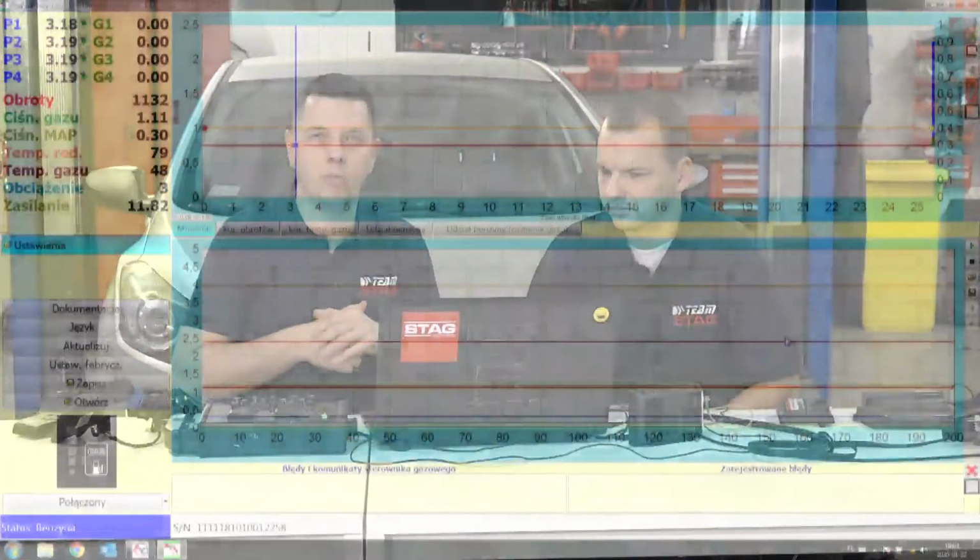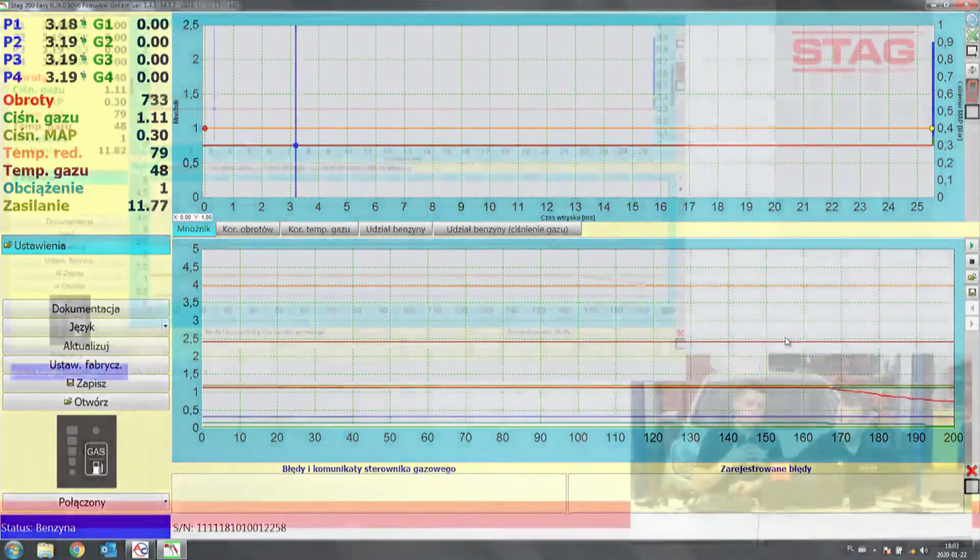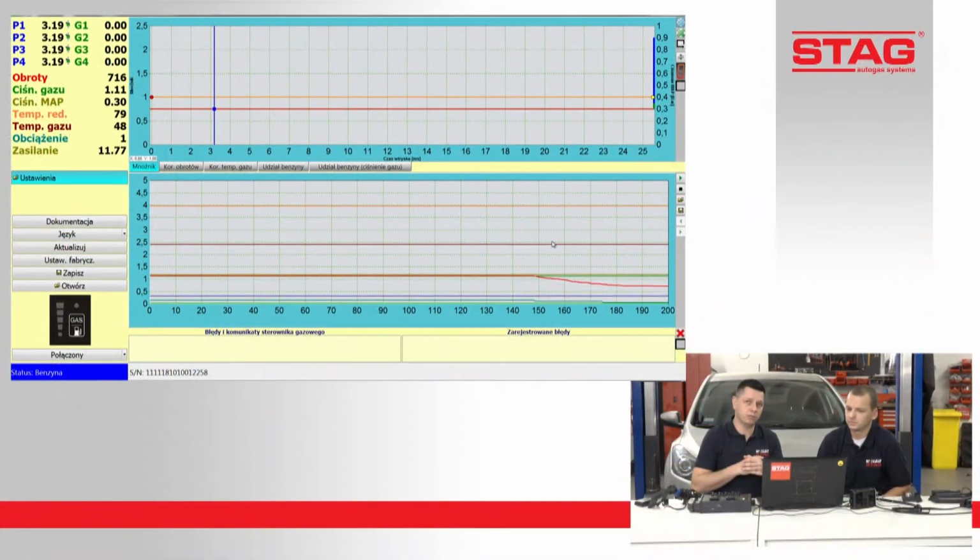So Maciek, maybe we can start from our basic economy controller, STAG 200 Go Fast. It is a very popular controller, not only in Poland but in the whole world. And we would like to start from the beginning. From the beginning, I mean from the auto calibration.